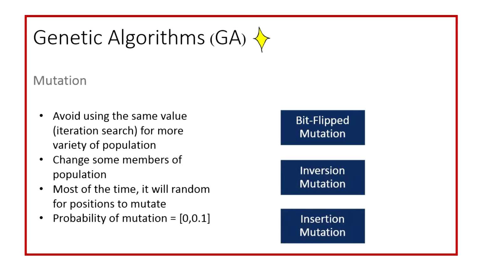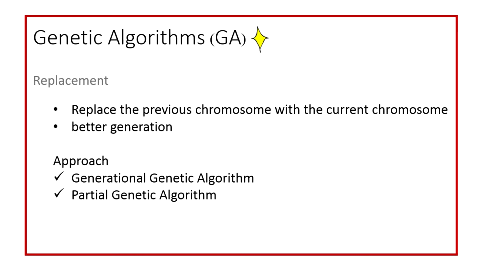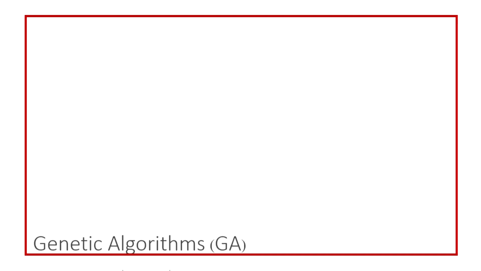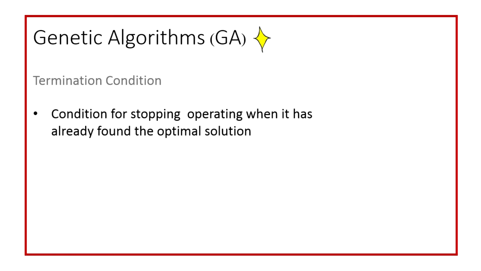The next one is the replacement method. To replace the previous chromosome with the current chromosome, and then it will get a better generation. There are 2 approaches in this method, which are generational genetic algorithm and partial genetic algorithm. And the last method is the termination condition. This is the condition for stopping operation when it has already found the optimal solution.